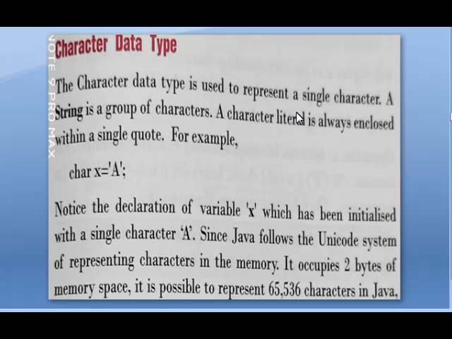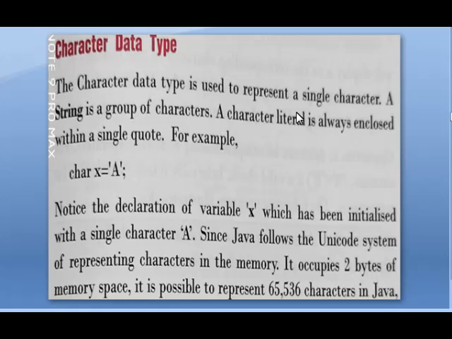A character literal is always enclosed within a single quote. For example, char x = 'a'. Notice the declaration of the variable x, which has been initialized with a single character a. Since Java follows the Unicode system of representing characters in memory, it occupies 2 bytes of memory space.